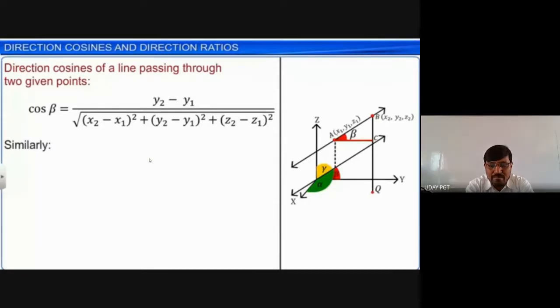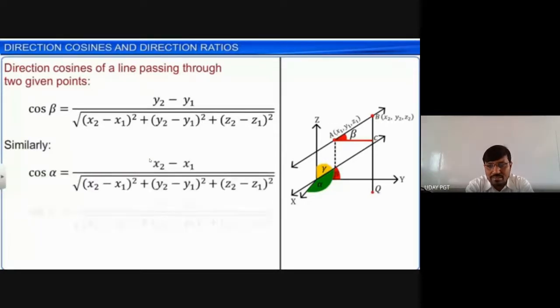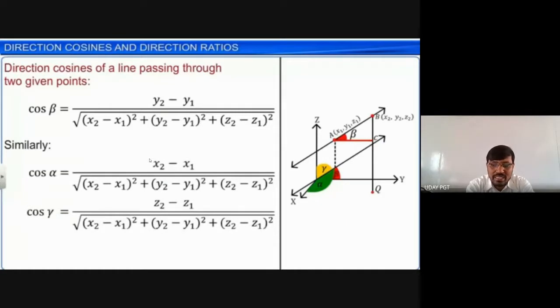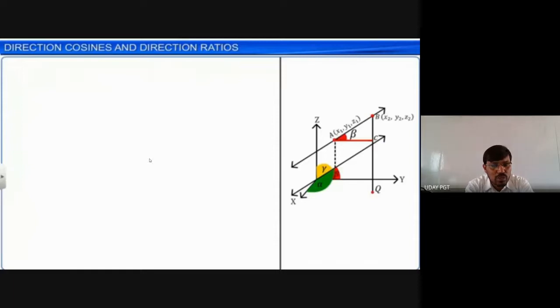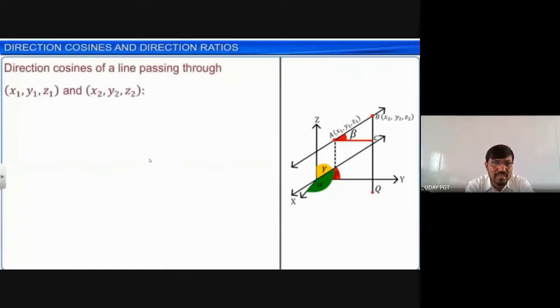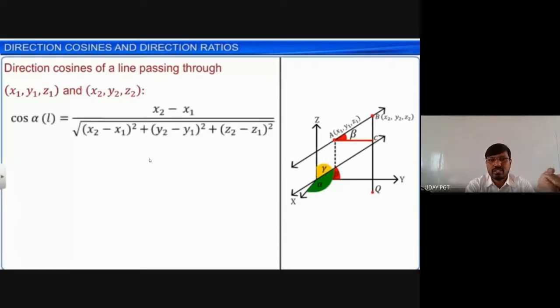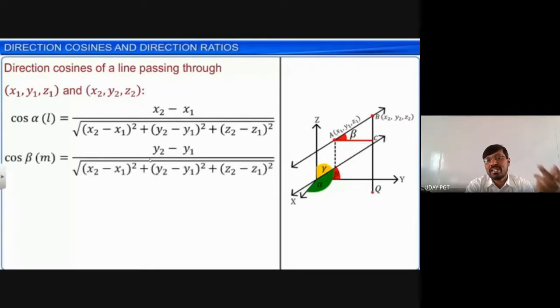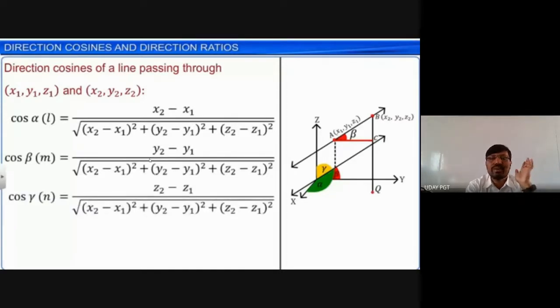In the same way, cos alpha is nothing but x2 minus x1 by the distance between the 2 points. Cos gamma is nothing but z2 minus z1 by the distance between the 2 points. That means you need to find the direction cosines of a line passing through those points. Actually, you can find direction ratios just by subtracting the two numbers x2 and x1. If you find direction ratios, direction cosines you can easily find out.